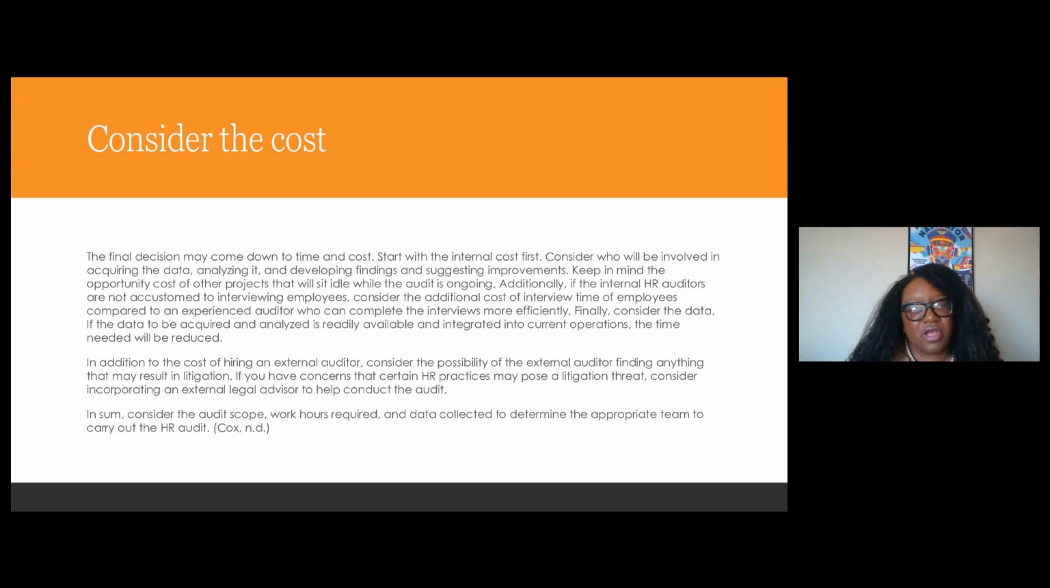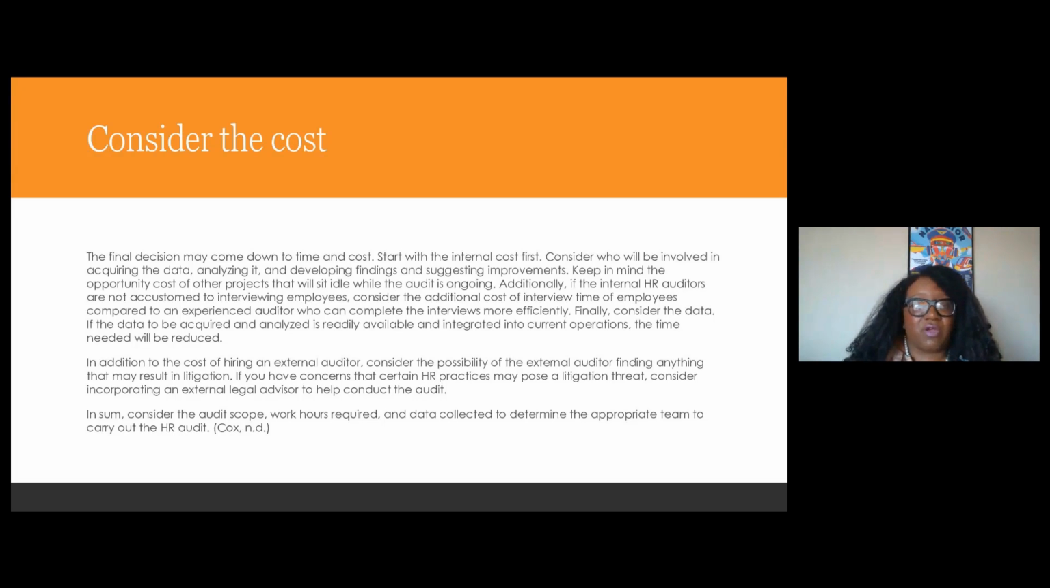So, we consider the cost. The final decision may come down to time and cost, determining whether you hire externally or internally, or you partner with your Equity Assistance Center. It may come down to cost. As I mentioned before, equity centers provide free services, so you don't really have to come out of pocket for those things. You can partner with your Equity Assistance Center to do these things. They may not do every bit of these pieces, but they can help you build the capacity to do this within your district. So that's an important piece to consider as well.